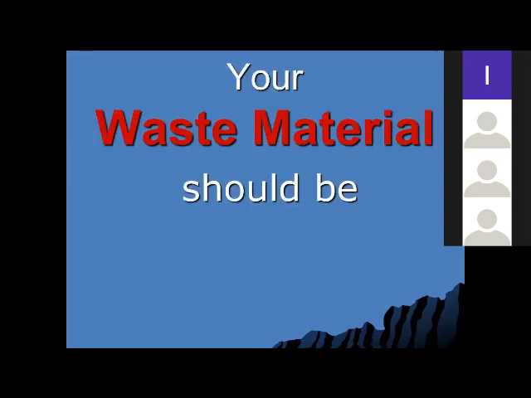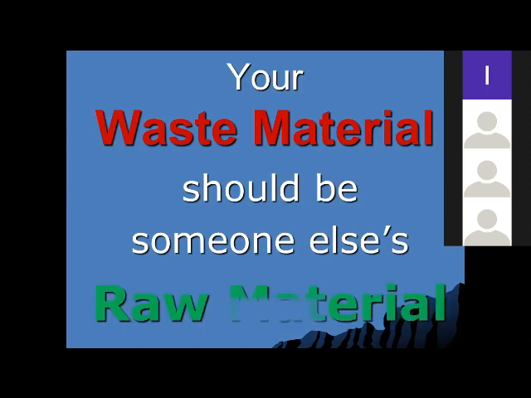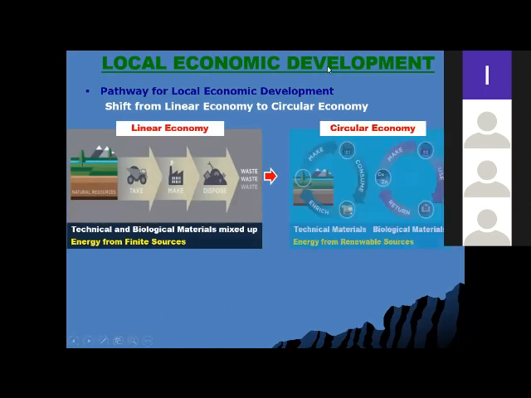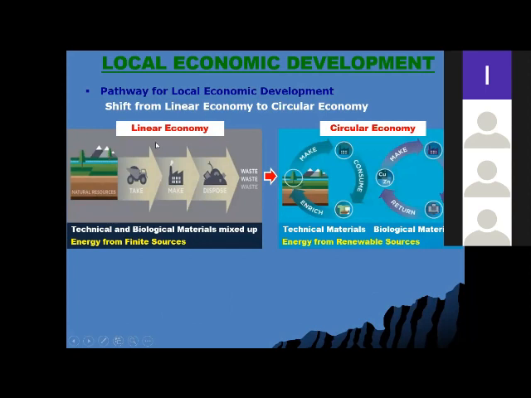Now your waste material should be someone else's raw material. If you can do this, this is wonderful. And development, say local economic development. Now what happens? We have a linear economy now, where we have natural resources as we make, dispose, and waste. This is what is happening. Technical and biological materials mixed up, energy from finite sources. This is the problem now.